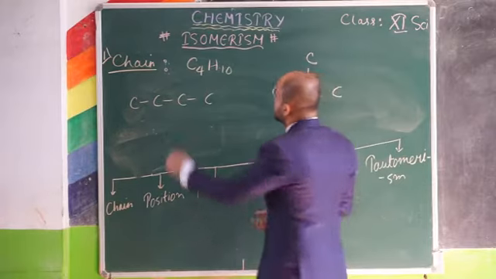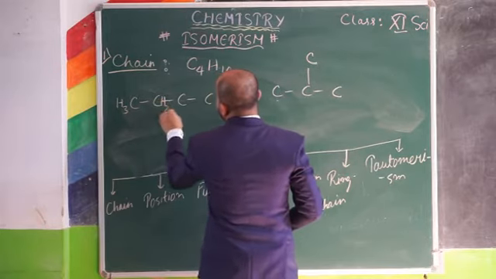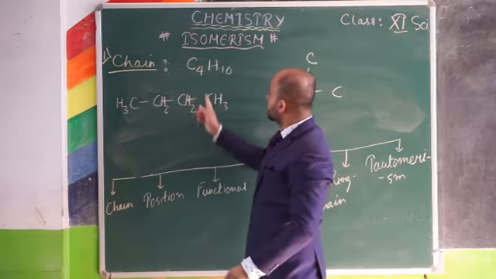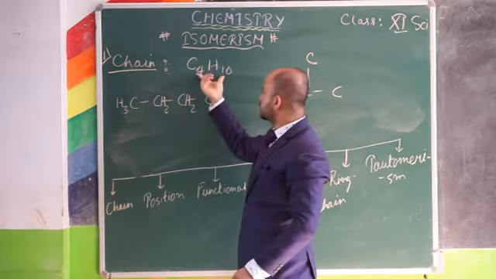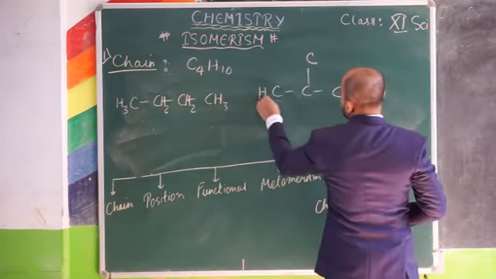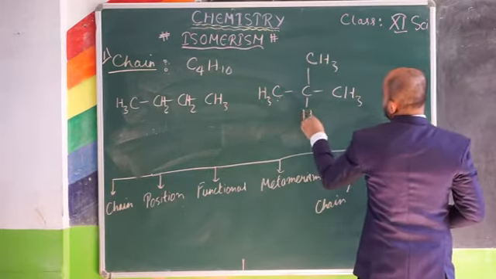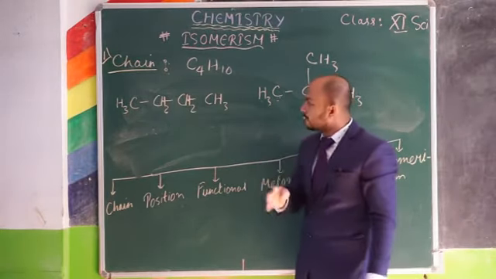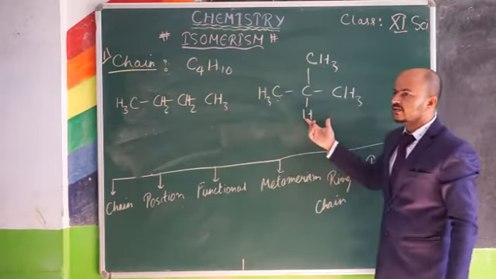Now fill the valency of each carbon. Here 3 hydrogen, here 2 hydrogen, here 2 hydrogen, and here 3. So you have 4 carbons and 6 plus 4 is 10 hydrogens. So with this molecular formula, we can write this structure. Or here also we have 3 hydrogen, 3 hydrogen, 3, and here 1 hydrogen, because the valency of carbon is 4. It has to form 4 bonds. Now see, with the same molecular formula, instead of this structure, we can also have another structure.